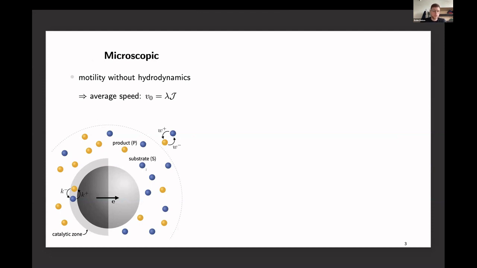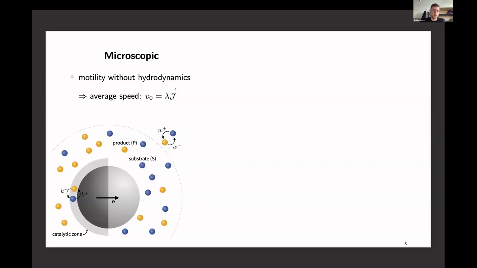And what we see from simulations and also analytical calculations is that this is already sufficient to observe directed motion. So there's no hydrodynamics involved at all. It's really just pairwise interactions between these solute particles and the colloidal particle. And the average propulsion speed of the particle can be written in this very nice and concise form, where lambda is a microscopic length scale, and this calligraphic J describes the flux between solute reservoirs.